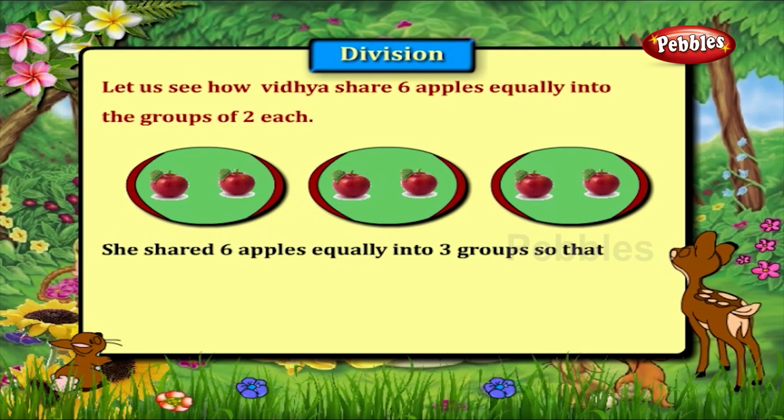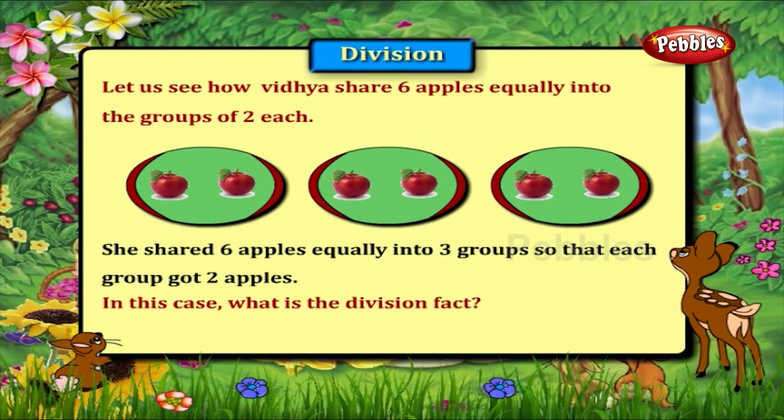She shared 6 apples equally into 3 groups so that each group got 2 apples. In this case, what is the division fact? Simple. 6 divided by 2 is equal to 3.